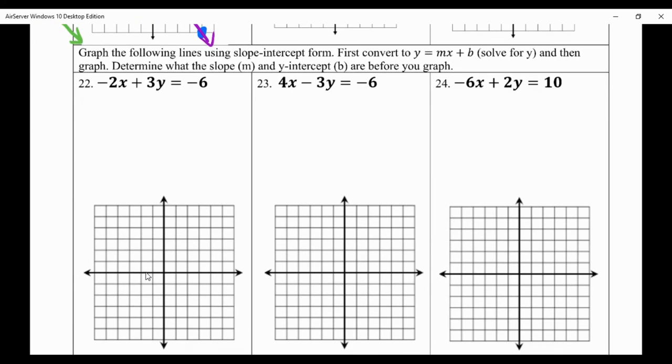The next thing we worked on was graphing equations in slope-intercept form, but when the equations were not in slope-intercept form yet. So we want to solve these equations for y first. The first step is to always add or subtract the x term. In the case of number 22, the x term is negative, so we're going to add it to both sides first.